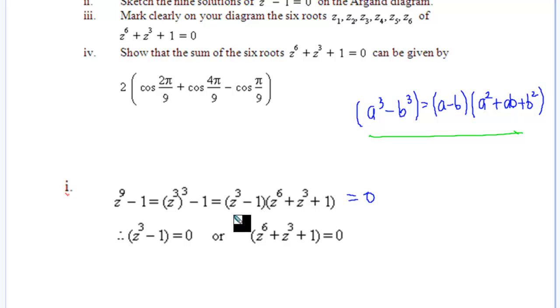So that means either z cubed minus 1 is equal to 0, so that's the cube roots of unity, or z to the power of 6 plus z cubed plus 1 is equal to 0. So there we go. That's where we can say the solutions of that equation are contained in that equation, because we can factorize it. So all the solutions there are solutions of z to the power of 9 minus 1.